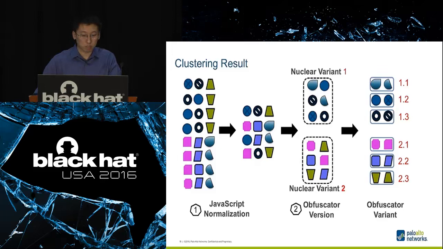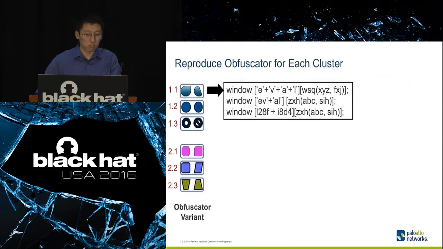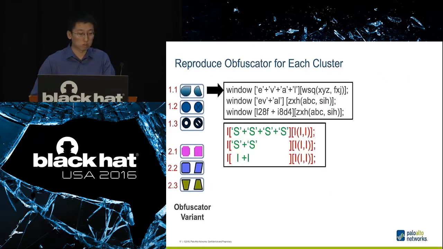From the previous two steps, we know that we can group the samples in a way that samples from the same cluster are generated by the same obfuscator version or variant. The final step is to analyze the samples within each cluster. Our approach is that we look into their normalized script, like this one, and then we do the alignment on the normalized script.